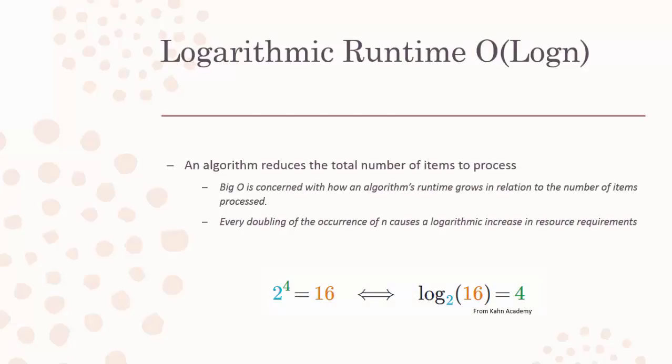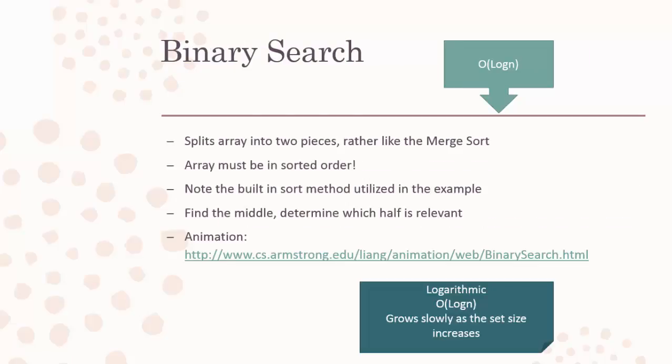Next, we have an item that uses a logarithmic runtime. This is where runtime does increase as we increase the number of items to process, but it doesn't increase by the order we would expect it to. So every doubling of the occurrence of n causes some increase in resource requirements, but not a doubling. Let's look at an example of this type. That would be the binary search.